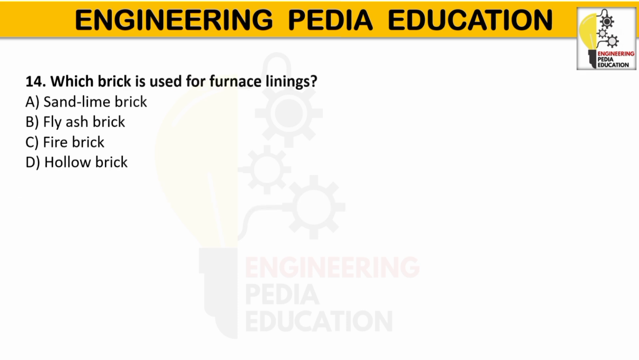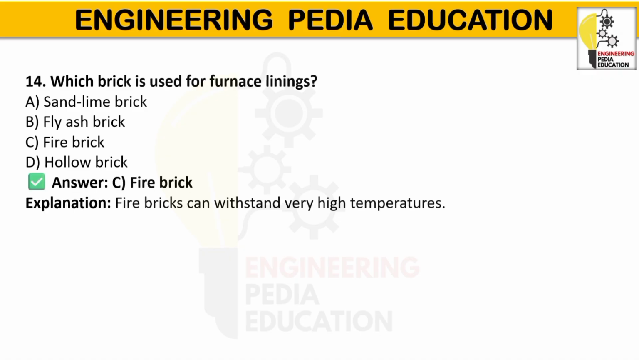Which brick is used for furnace lining? Sand lime brick, fly ash brick, fire brick, or hollow brick. So the correct option is fire brick. Fire brick can withstand very high temperature. Furnace lining requires high temperature resistance, whereas fly ash brick cannot withstand very high temperature.